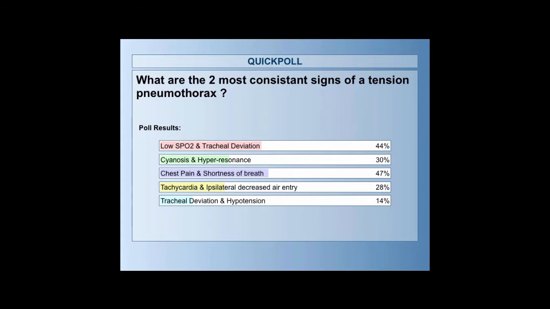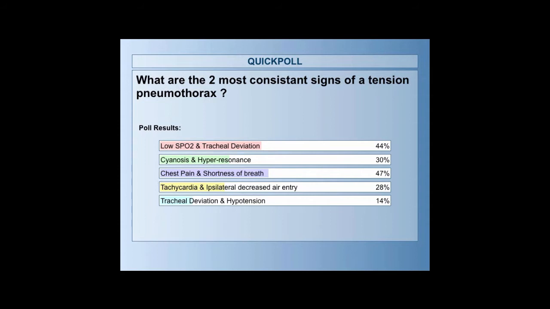So 40% have said tracheal deviation and hypertension, which is quite low, so you wouldn't often see that. The two highest numbers on there, although I'm sure you can all do the same maths as me, that it adds up to well more than 100%, are chest pain and shortness of breath, and low SpO2 and tracheal deviation.